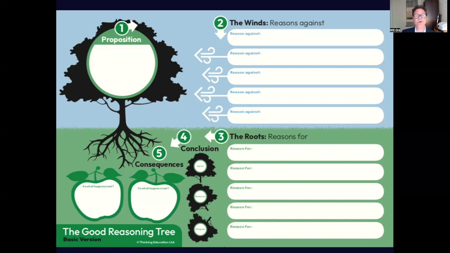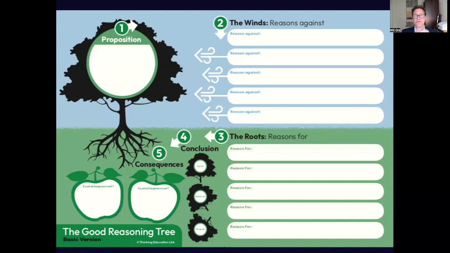So start with the proposition, and then children consider the winds. That is, the reasons against. It's trying to blow that tree, that proposition, down. Why not that proposition? They then move on to the roots. That is, those are the reasons for. They're trying to support or help that proposition stand up.